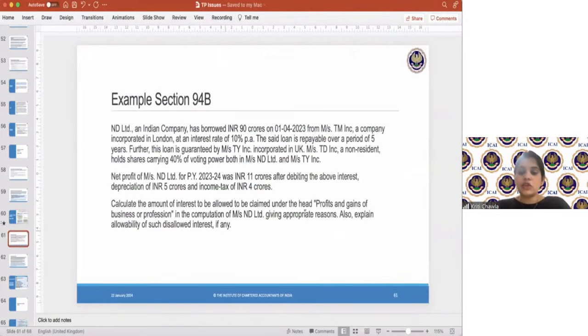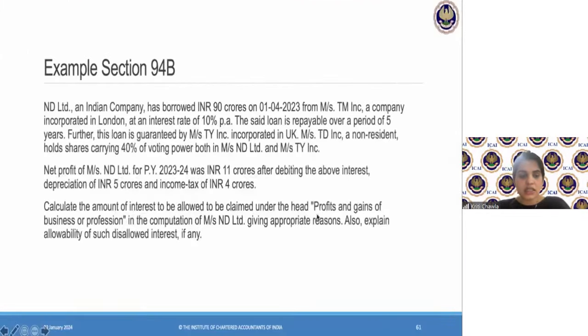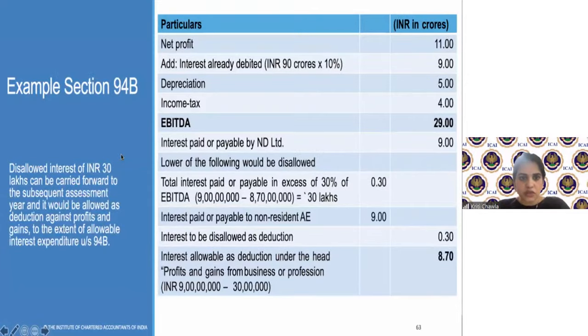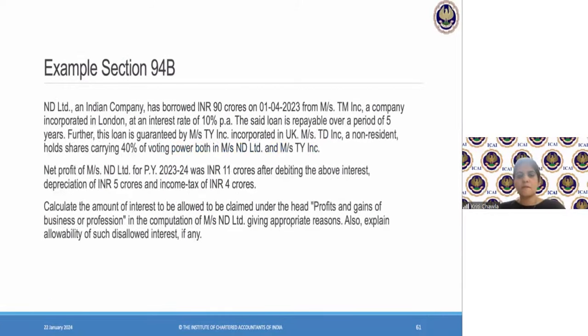So take a minute to look at this particular question, and then we'll discuss this question going forward. Okay, read through this particular question here.